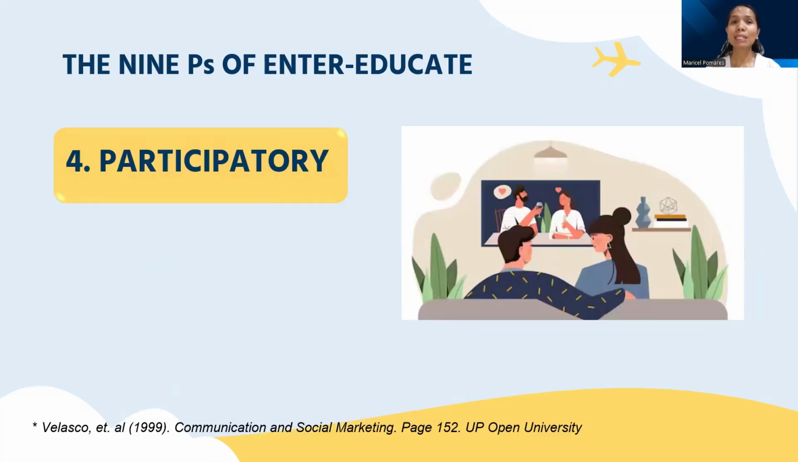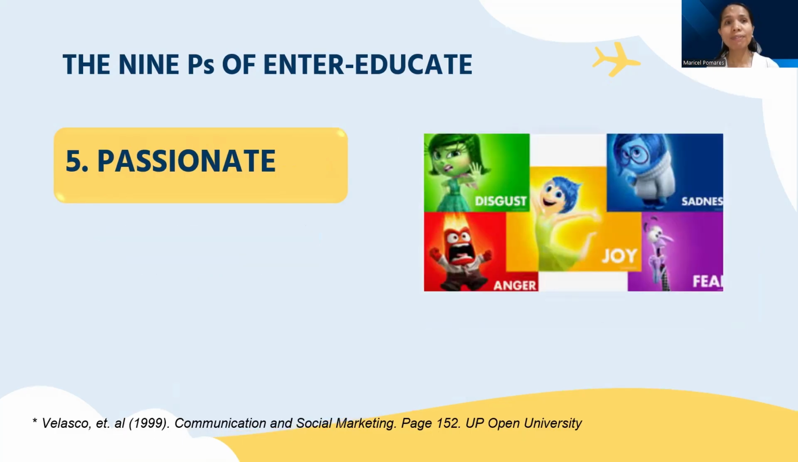Number 4, it is participatory, meaning people participate in entertainment. If they can relate to the character, they can easily participate in the program being played on TV or on radio. Number 5, it is passionate. Entertainment steers emotion. When the characters show their emotion and the audience can relate to the emotion, it shows this characteristic of being passionate.